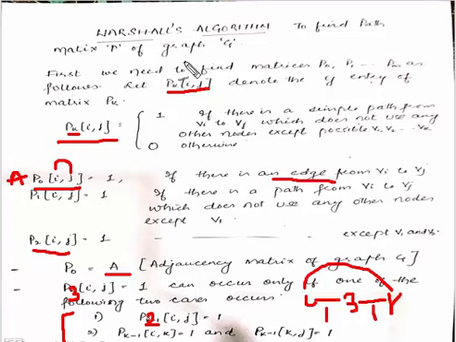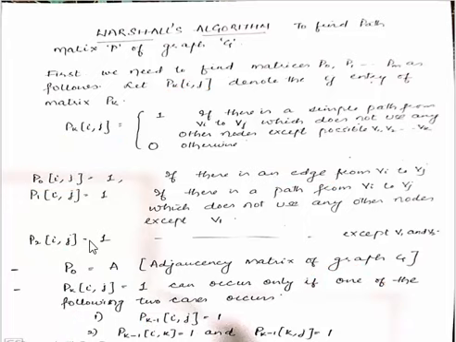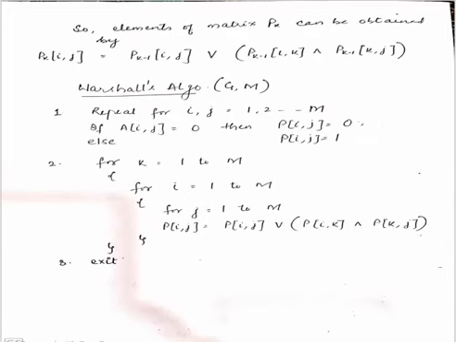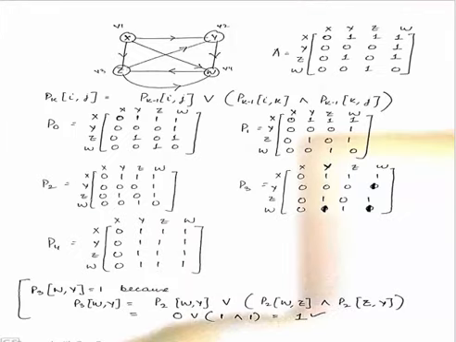Okay, so one of these two conditions should be true. So this is very important. What is that? That Pkij is 1 if Pk-1,ij is 1, or Pk-1,ik is 1 and Pk-1,kj is 1. Okay, so I will take one example, then it would be clear. I'll come to this algorithm after taking that example.